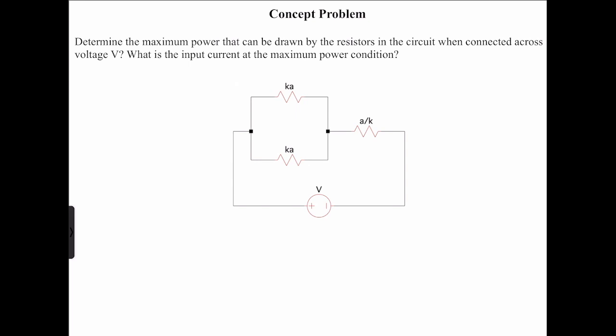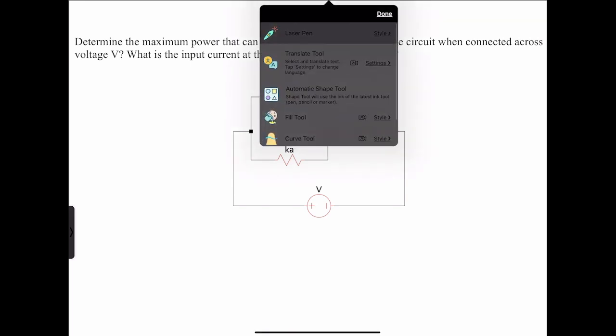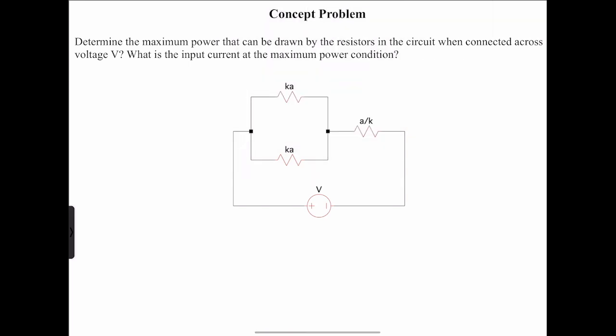Today we have a concept problem, and this problem would like to find the maximum power that can be drawn by the resistors in the circuit when connected across the voltage V. So what is the current at the maximum power condition?